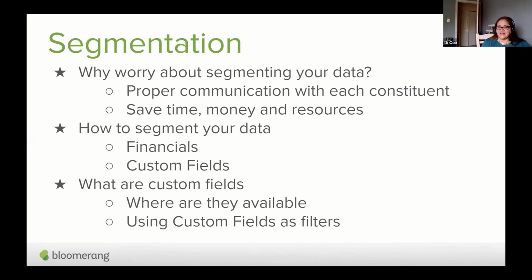So excluding certain constituents can save a lot of money on paper appeals and a lot of unhappy people who feel it's inappropriate to be soliciting them. So kind of as I've alluded to here, there are a few different ways to segment your data. The first way is using financial data.